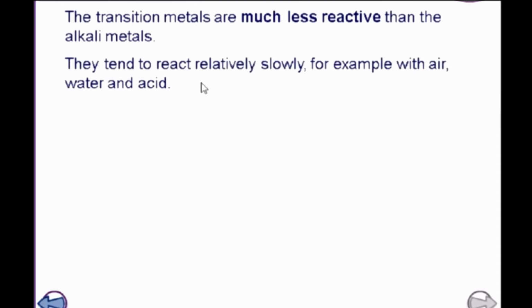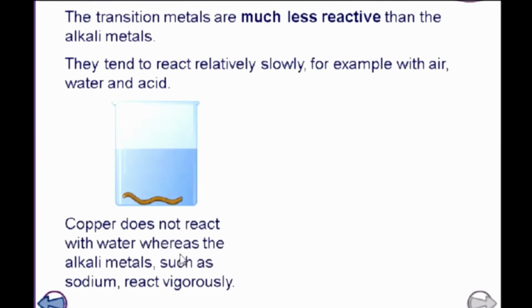They tend to react relatively slowly. For example, with air, water and acid, they react but very slowly. Copper does not react with water, whereas alkali metals such as sodium react vigorously. So you can see the difference. Copper, if you put in water, won't react so easily. But as soon as we put sodium in water, it will react, giving out heat. So alkali metals are very reactive, but transition metals are much less reactive.